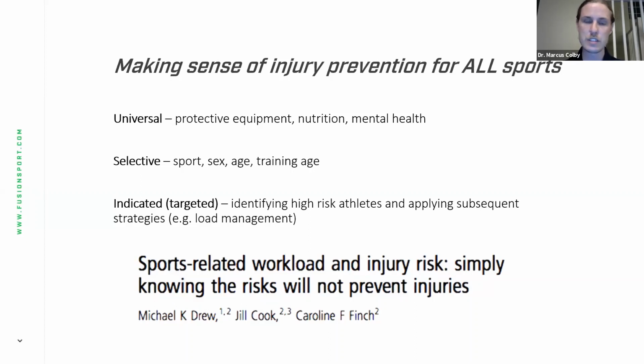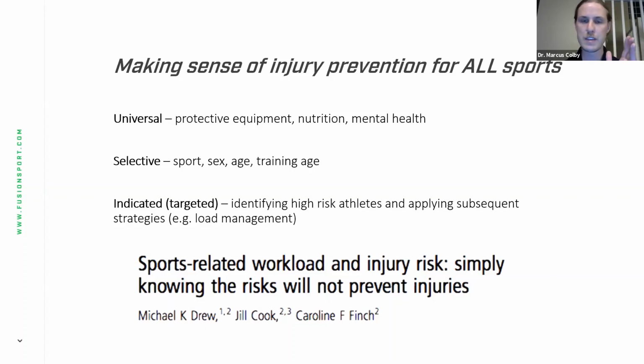You need to have a system and a process behind how you approach this in your respective industry. So the factors that we can think of, if we break down injury prevention, are universal factors. That can be as simple as protective equipment, let's say the boots I'm wearing as an operator, the equipment I wear when I'm taking the field in any given sport.